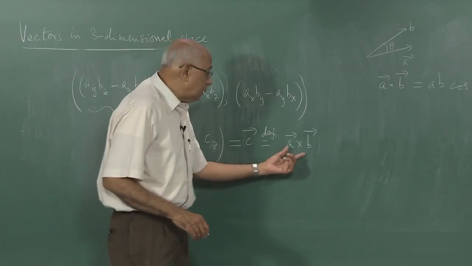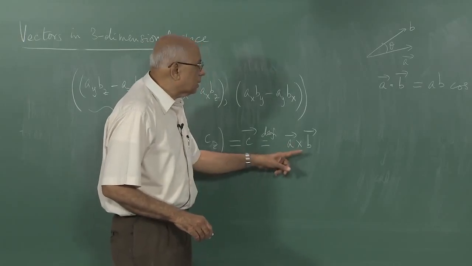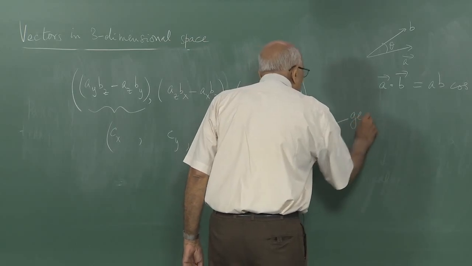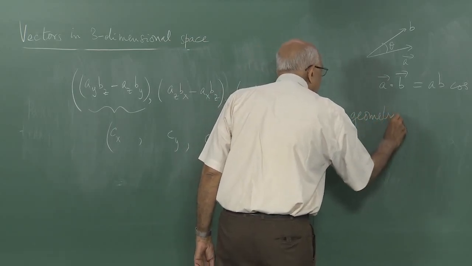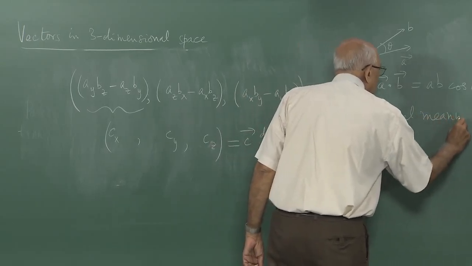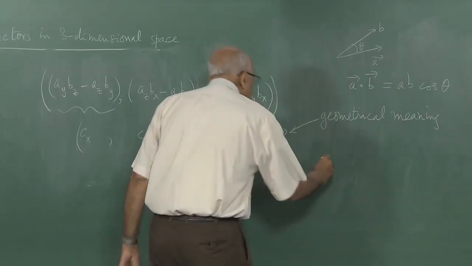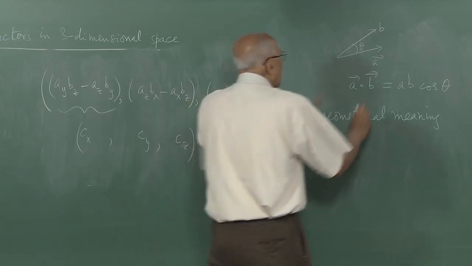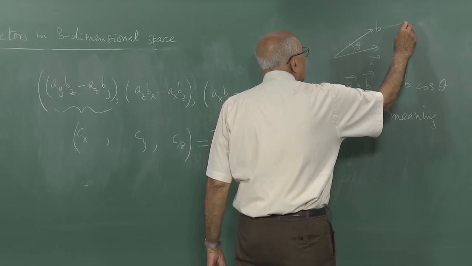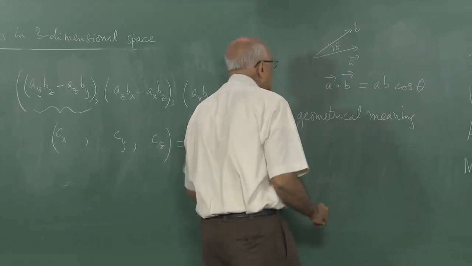But now you have a vector, and what is the meaning of this thing, geometrical meaning? So let me write this, geometrical meaning of this turns out to be the following. From A and B you can form a parallelogram. Let us draw this again.